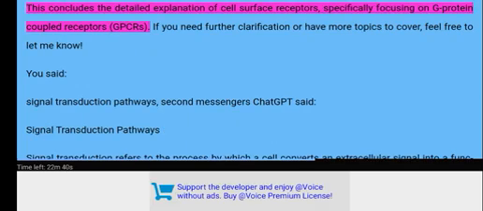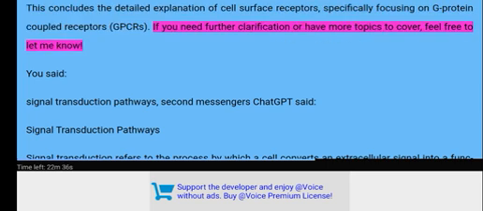This concludes the detailed explanation of cell surface receptors, specifically focusing on G protein coupled receptors (GPCRs). If you need further clarification or have more topics to cover, feel free to let me know.